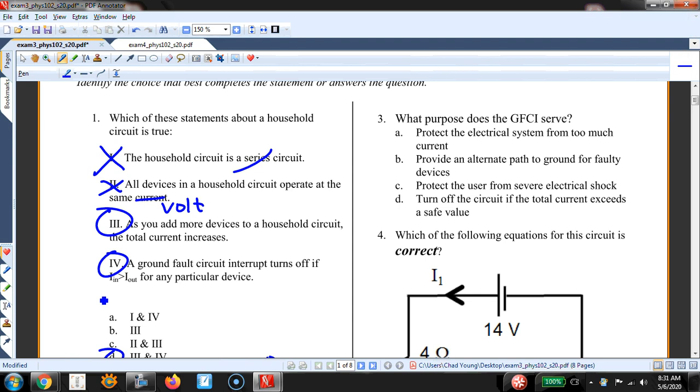Which purpose does a GFCI serve? Not to protect from too much current, that would be a circuit breaker. Not an alternate path, that would be the ground on that third prong. Protect the user from severe electrical shock. That is correct. And it's not D, that would be a circuit breaker as well.